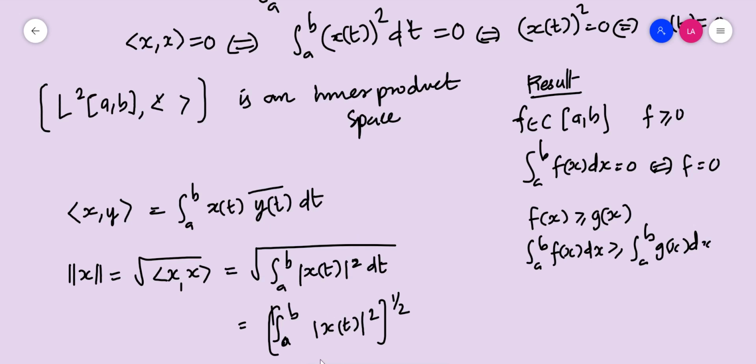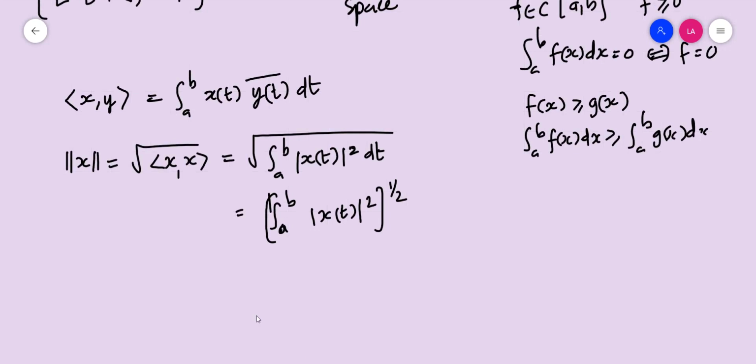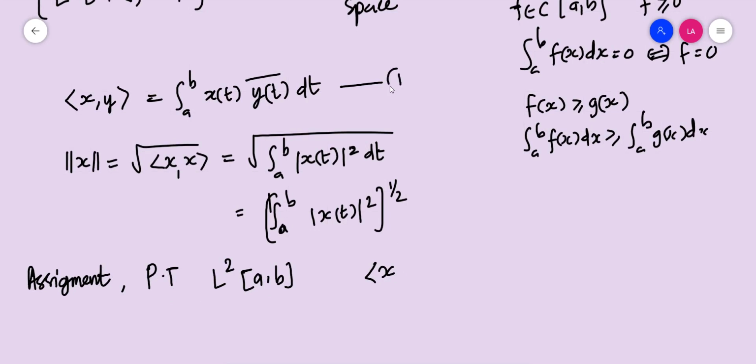Now, before getting into the next lecture, let me give you an assignment. Prove that L2[a,b] with respect to the inner product ⟨x, y⟩ equal to the integral from a to b of x(t) times the conjugate of y(t) dt is an inner product space. You have to prove it. So all the properties should be satisfied.